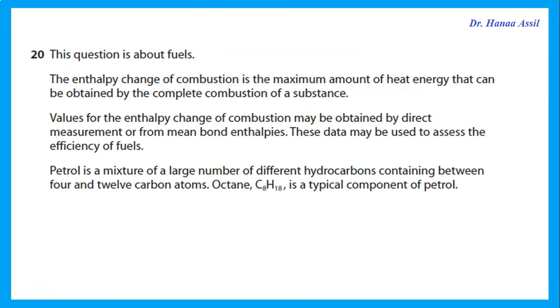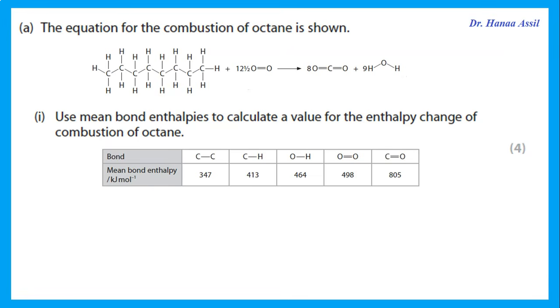Petrol is a mixture of a large number of different hydrocarbons containing between 4 and 12 carbon atoms. Octane, C8H18, is a typical component of petrol. The equation for combustion of octane is shown, and we're asked to use mean bond enthalpies to calculate a value for the delta H of combustion of octane. How do we use mean bond enthalpies to calculate delta H?